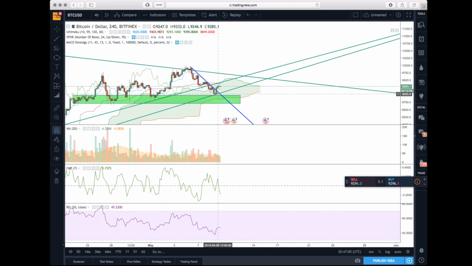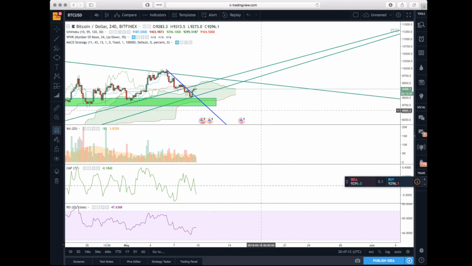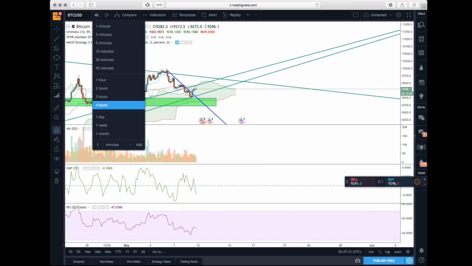But just based on this, I kind of feel like we'll come up, maybe test a little bit more, come back down towards this support. I don't really see us breaking this support yet, if at all, honestly.